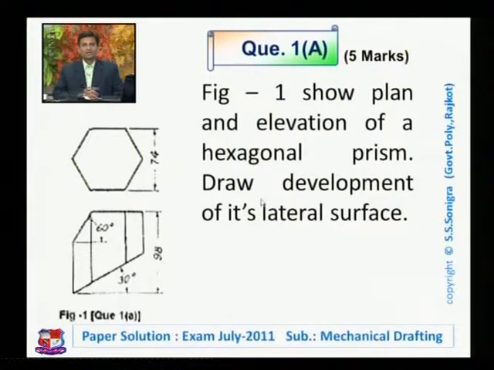Here the given diagram is like this. A hexagon is drawn above, so it's a third angle projection method, and it is cut in front view like this, and we have to develop its lateral surface. Lateral surface means the surface which is not the base, the surface other than the top face and bottom face, that is, both the ends, is called the lateral surface.